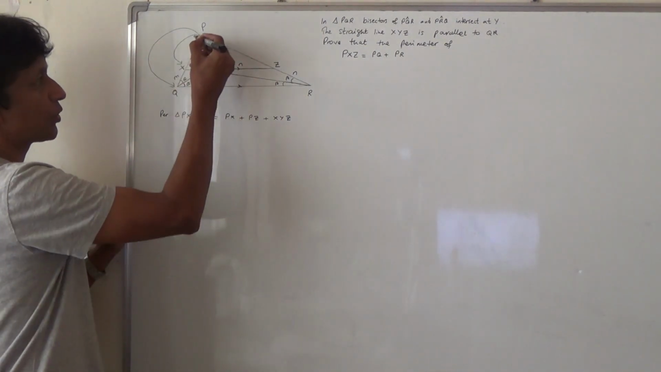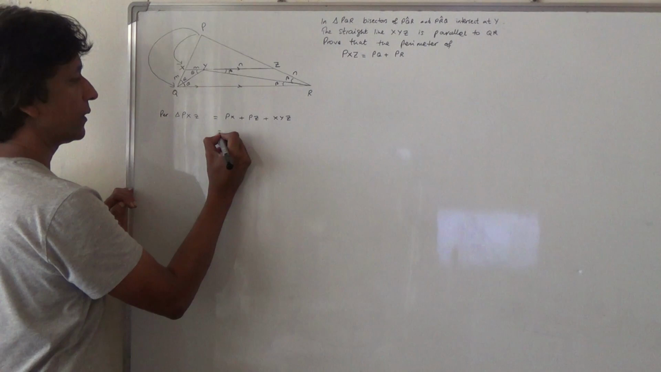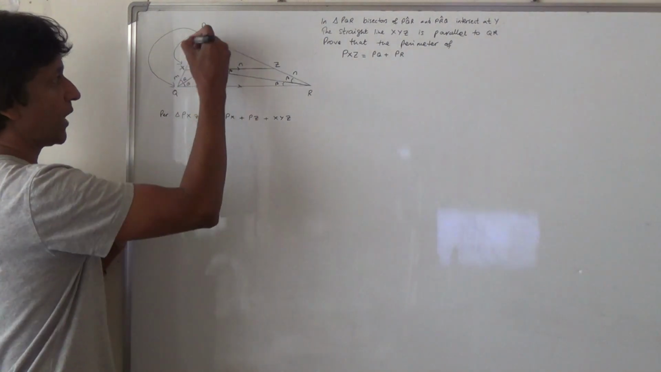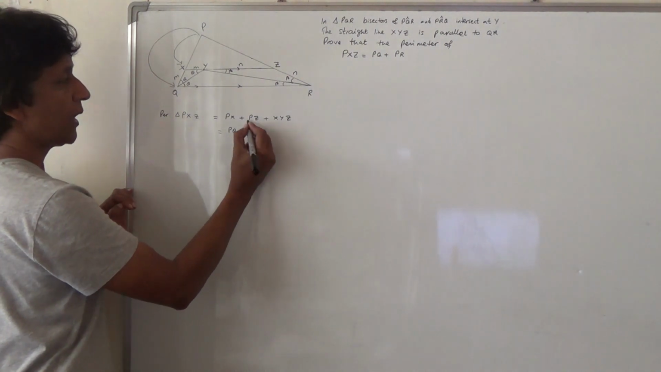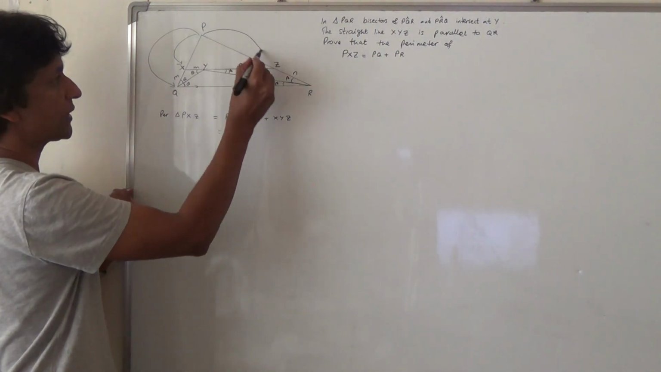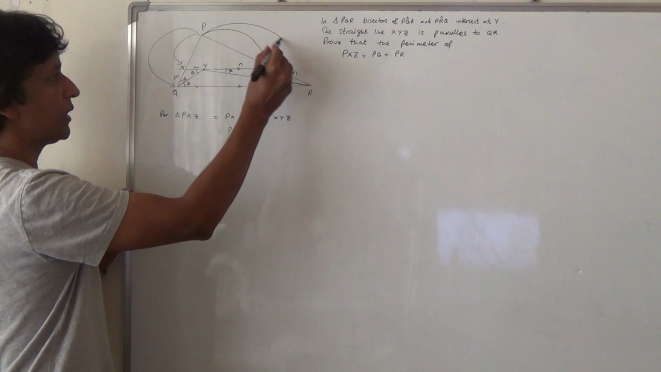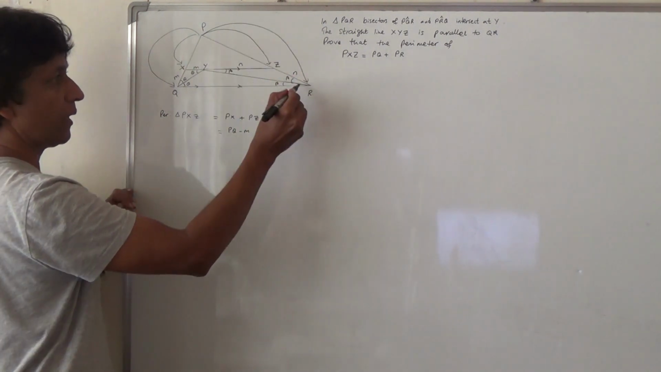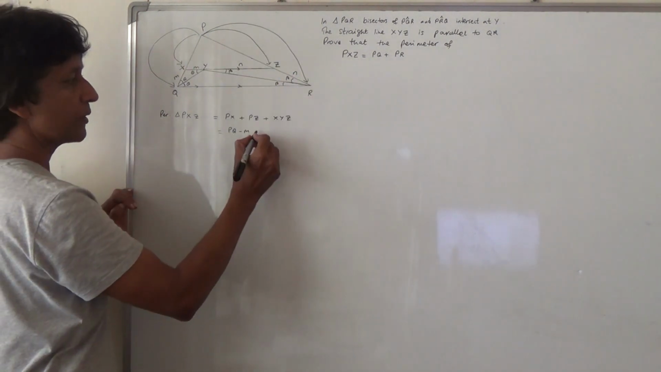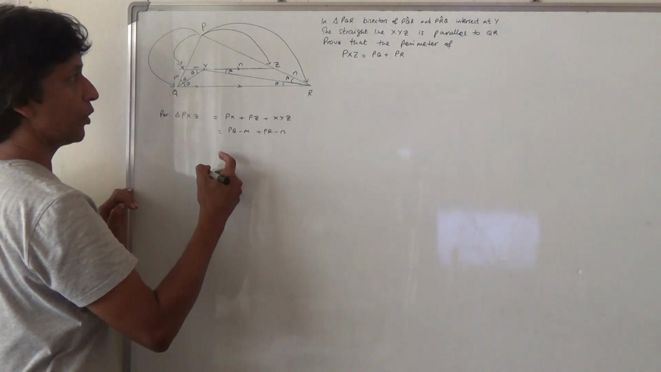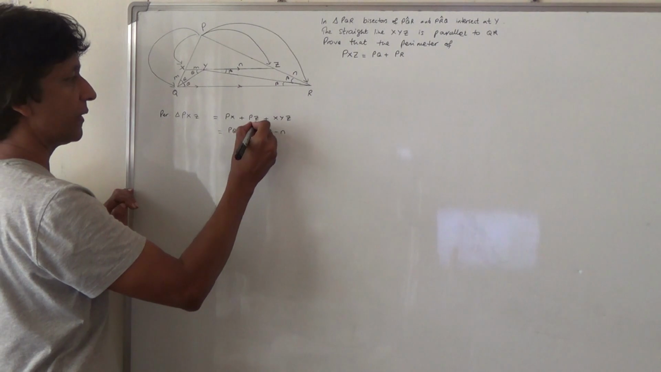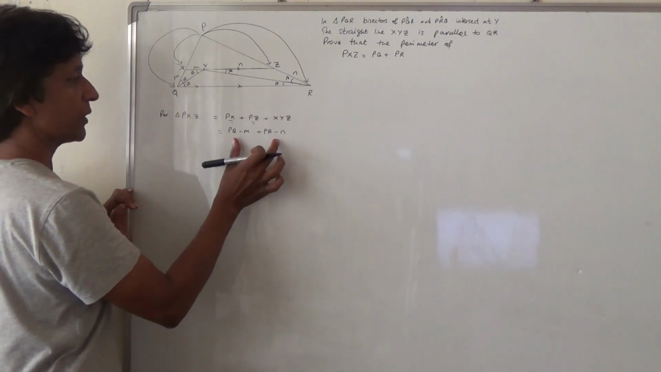So PX is equal to PQ minus M. And PZ, similarly, if you want this length, you're going to take the whole length, that is PR minus N, so PR minus N, and you're going to end up with PZ. Alright, so this is it.